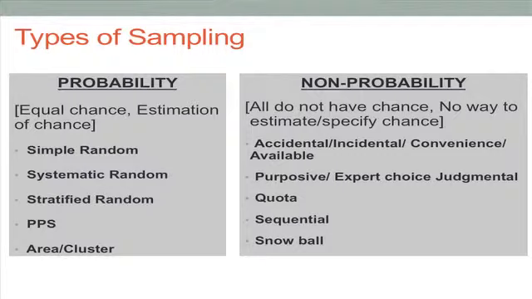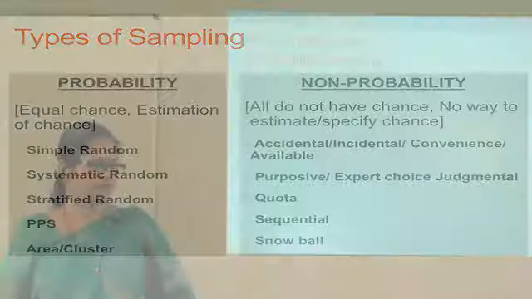There are different types. One is simple random sampling, systematic random sampling, stratified random sampling, proportionate sampling, area or cluster sampling. Now when we talk about non-probability sampling, all do not have equal chance to get selected in the sample. So accidental or incidental sampling is one type, purposive or judgmental sampling is another type, quota is third type of non-probability sampling, sequential is fourth type, and snowball is the fifth type of non-probability sampling.